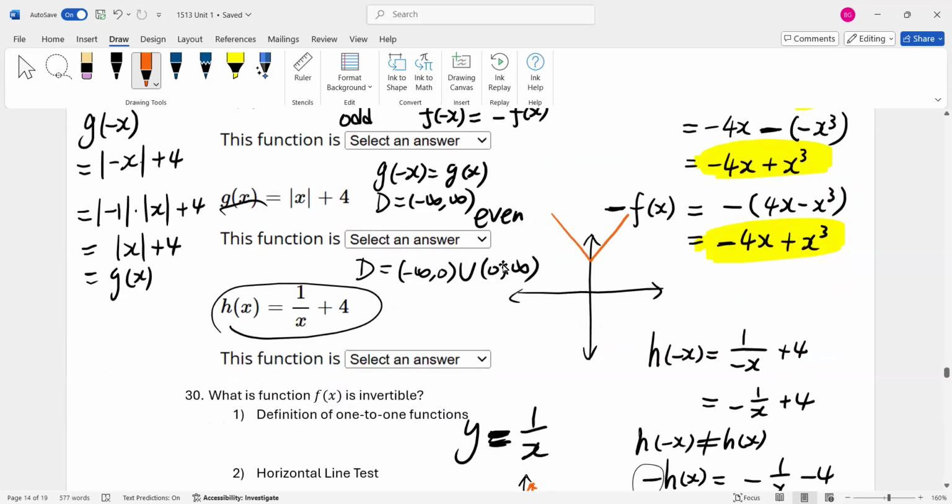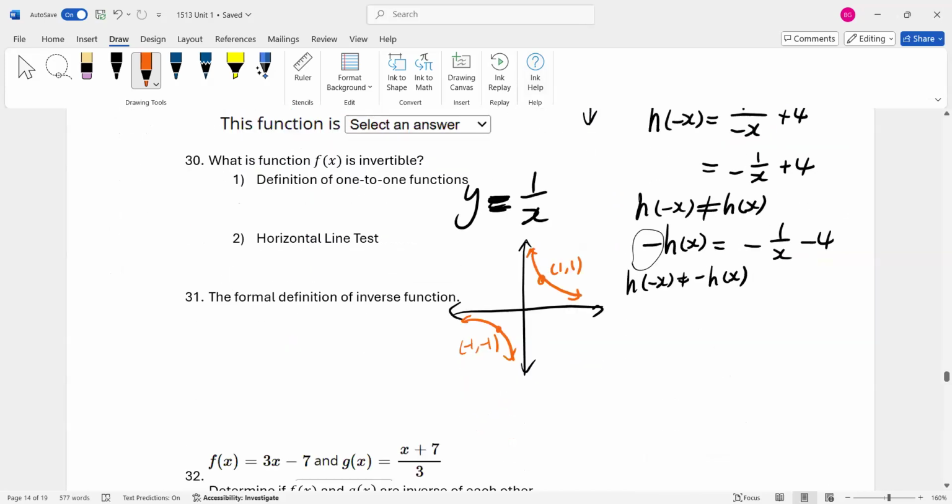So now let's start section 1.7. What do we do in section 1.7? We're going to talk about inverse function.